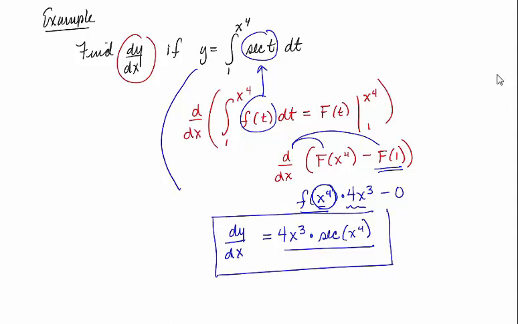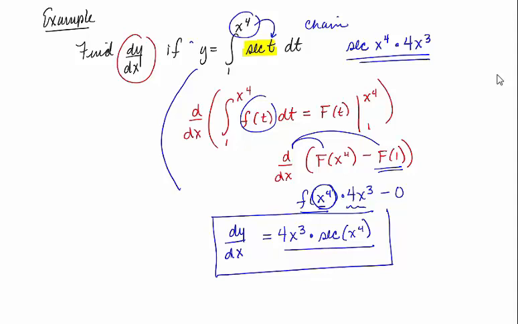If we go back to the original function that we started with and look at it a little bit, the shortcut here is that we plug the x to the fourth into the t, but remember we have to apply the chain rule. So we're going to get secant of x to the fourth times 4x to the third. And that is going to be the result when you take the derivative with respect to x of both sides, because the derivative and the integral are inverse operations.